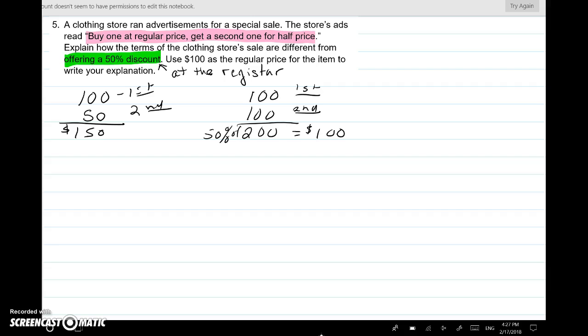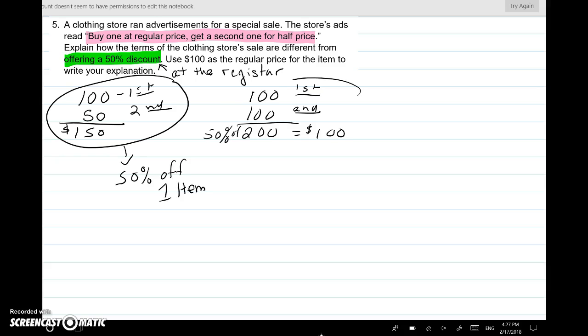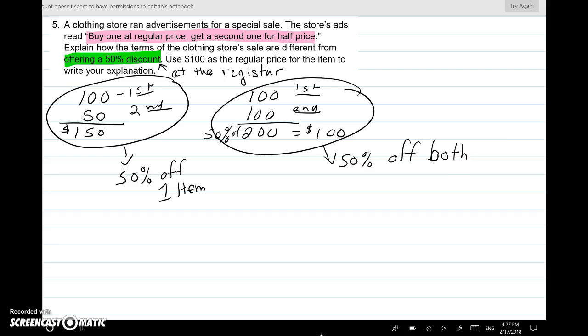So what would be the better choice? Obviously, the second one is the better option, and the difference is, as opposed to taking 50% off of just one item, here you're taking 50% off two items. So again, here, this is 50% off one item. This is 50% off both items.